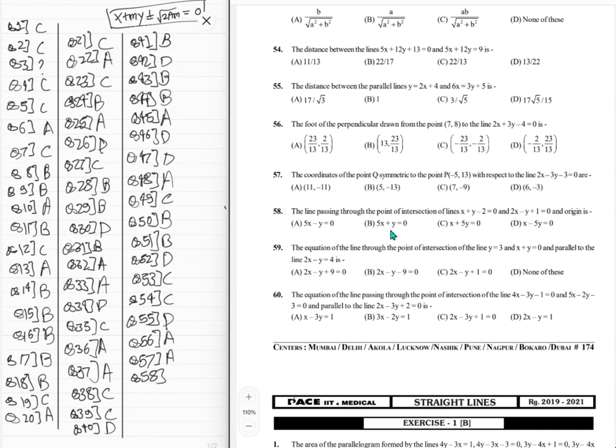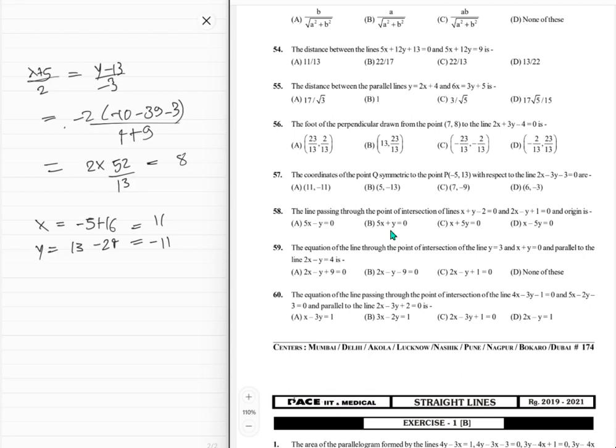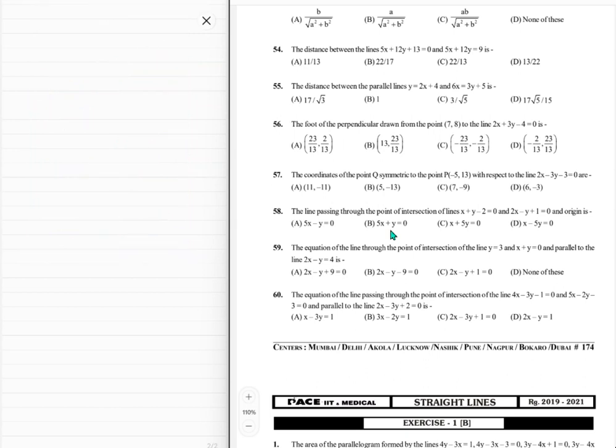Next: the line passing through the point of intersection of these lines and the origin. Okay, I get it. Let's try the thing we were trying before, because it's much easier to get rid of these constants than to get rid of the xy terms. Constants you can just multiply and get rid of. So let's say 2 times that plus this thing.